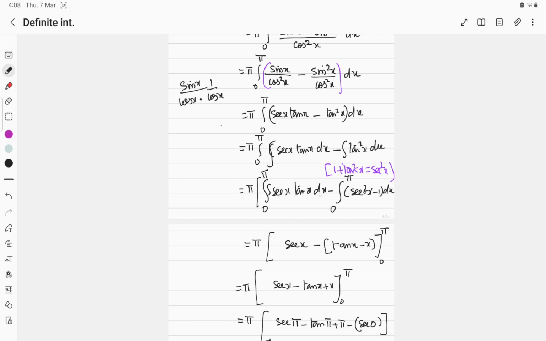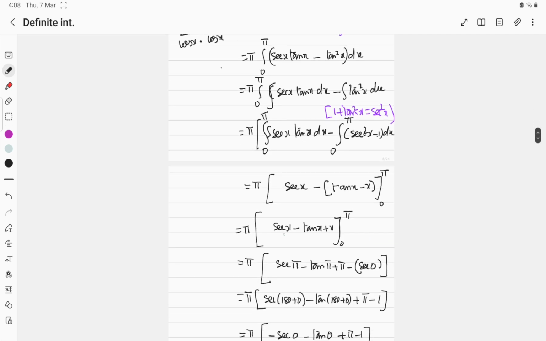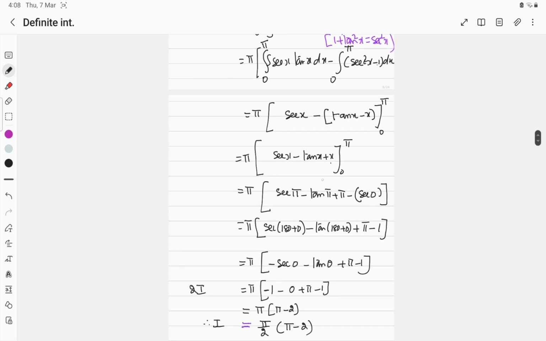So the integral of secant x tan x dx is secant x, the integral of secant squared x is tan x, and the integral of 1 dx is x. On simplifying we get pi times (secant x minus tan x plus x), limit 0 to pi. Applying the limits: upper limit pi, secant pi minus tan pi plus pi, minus lower limit 0, secant 0 minus tan 0, where x is 0.